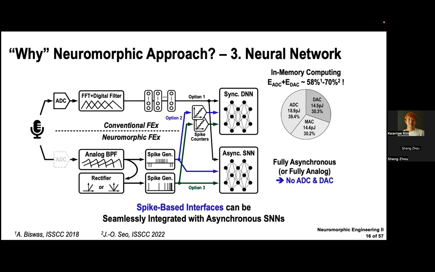So if we adopt asynchronous SNN instead of synchronous DNN, then we can save this energy waste by eliminating the ADC and DAC, the data conversion waste. And we can go with a fully asynchronous implementation, which is fully analog. No ADCs or DACs are required. And spike-based interfaces can be seamlessly integrated in asynchronous spiking neural networks.